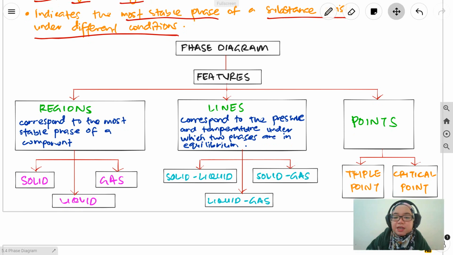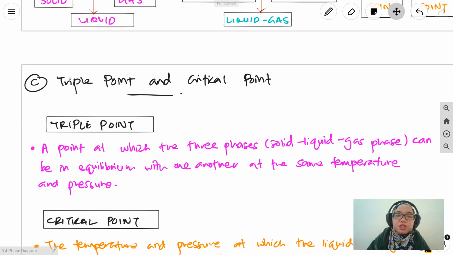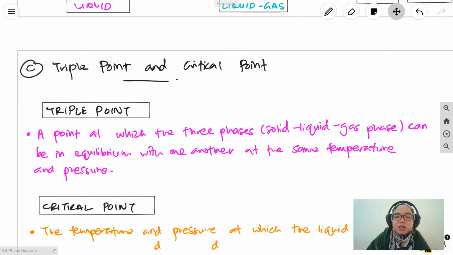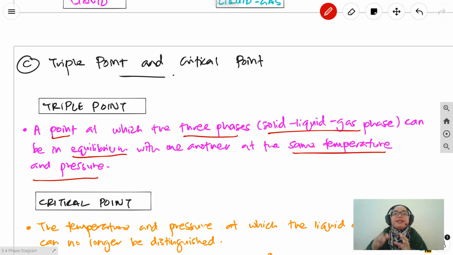Okay, so now let's look at what is triple point and what is critical point, and then we are going to look at the phase diagram. So what is triple point? Triple point is a point at which three phases, solid, liquid, and gas, can be in equilibrium with one another at the same temperature and pressure. So maksudnya at this point of the same temperature and pressure, these three phases, solid, liquid, and gas, exist together in equilibrium. Okay, so this is triple point.